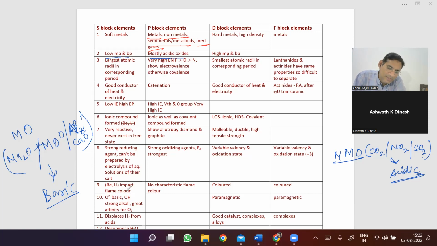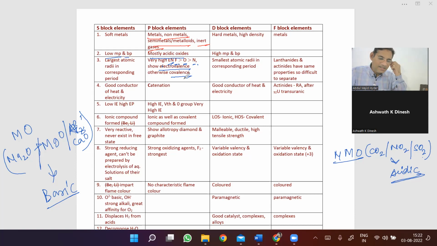That's very important. The electronegativity of P block elements is very high. Most electronegative is fluorine, second is oxygen, third is nitrogen. Their electronegativity character is very high. Fluorine is the most electronegative one, and oxygen is the second, then nitrogen is the third. These P block elements show electrovalency or covalency. They can show electrovalency as well as covalency, both.